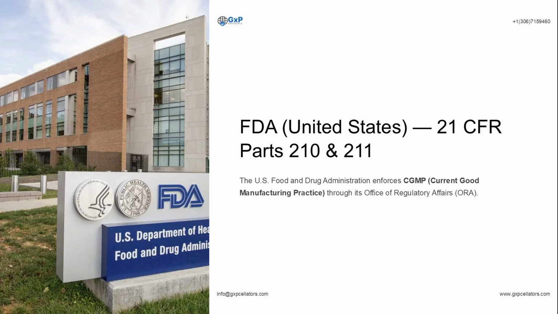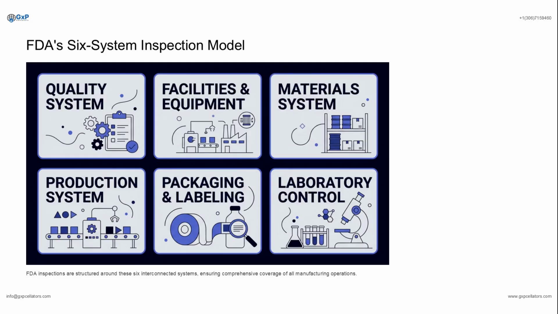In the United States, the FDA enforces CGMP through its Office of Regulatory Affairs. The regulations are detailed in 21 CFR Parts 210 and 211, ensuring that manufacturing practices meet high standards of quality and safety. The FDA's six-system inspection model covers quality systems, facilities and equipment, materials, production, packaging and labeling, and laboratory control. This comprehensive approach ensures thorough coverage of all manufacturing operations.